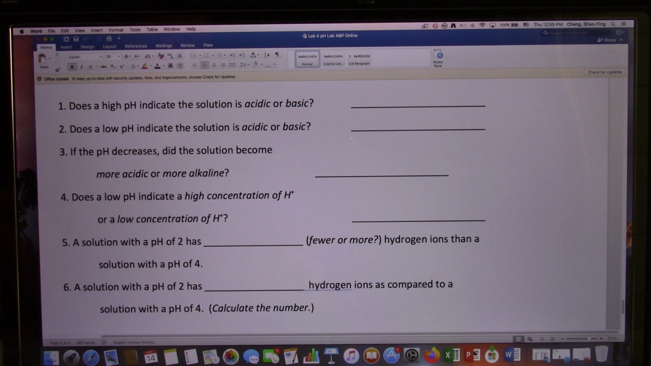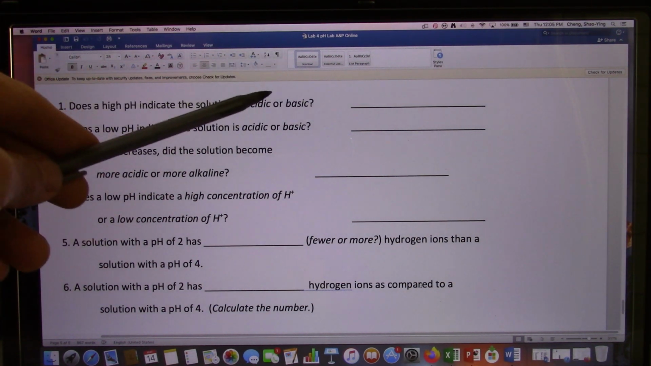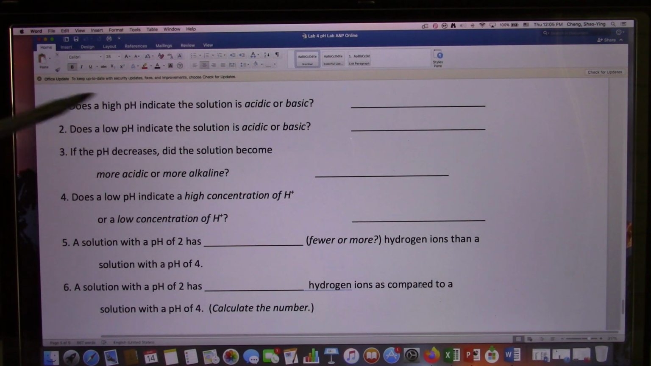You can do some practice, like: does a high pH indicate the solution is acidic or basic? It's pretty easy to understand this, right? What does high pH mean? What does low pH mean? And when the pH decreases, does it become more acidic or more basic? I'll leave this to you. If you have questions, of course you are welcome to ask me, but these are pretty straightforward.